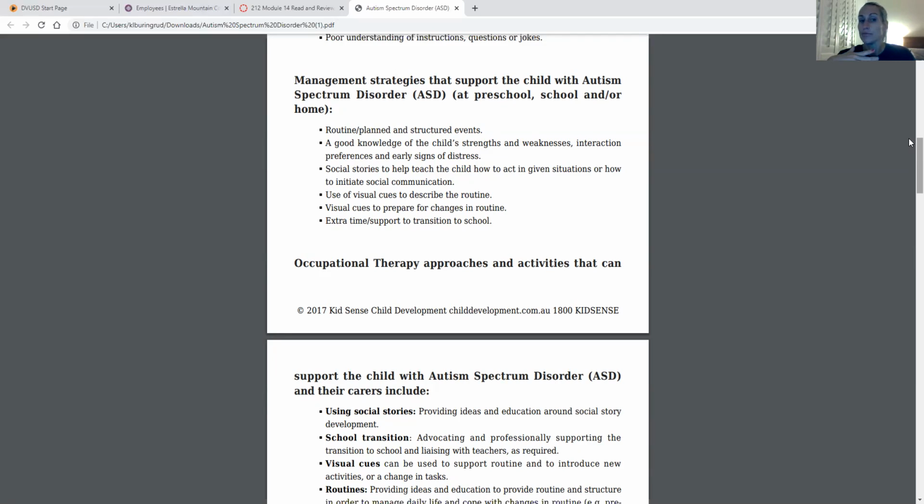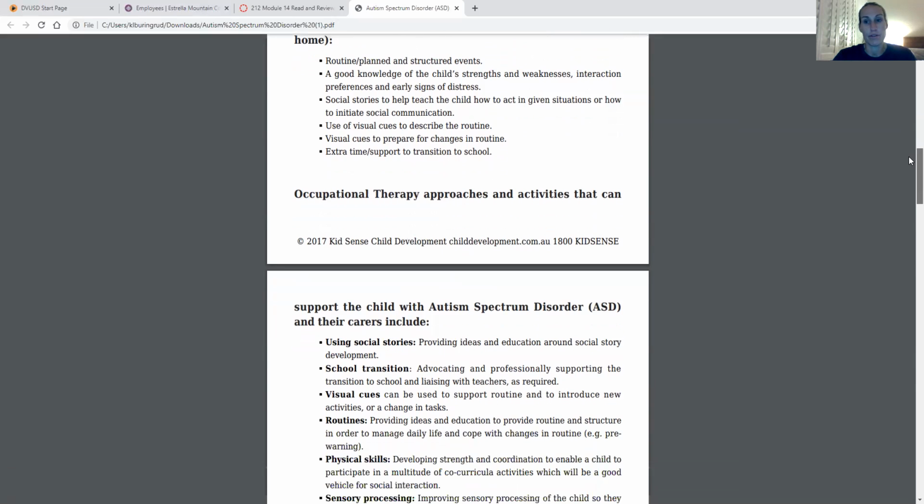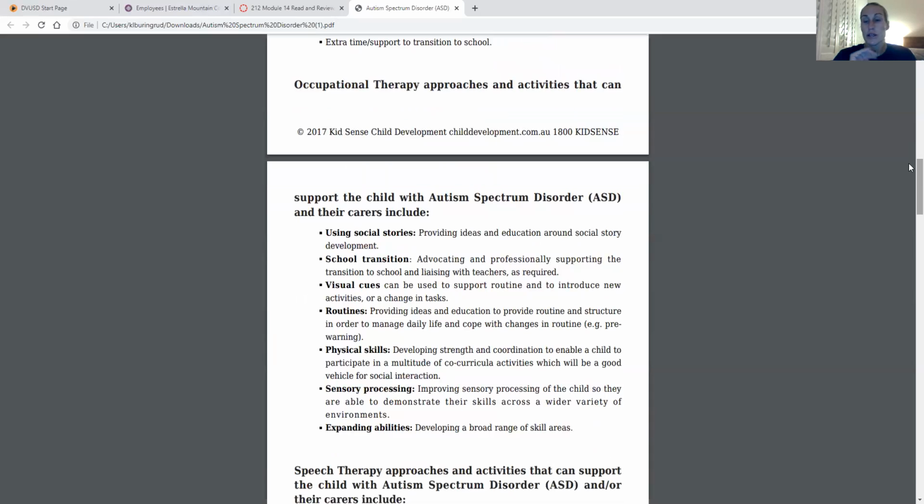Now, I want to say this is labeled OT, but a lot of this is stuff that speech pathologists, speech assistants, ABA therapists, as well as occupational therapists might use. So these are just strategies to use. It's not like a discipline owns them.